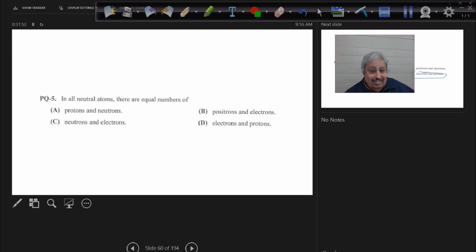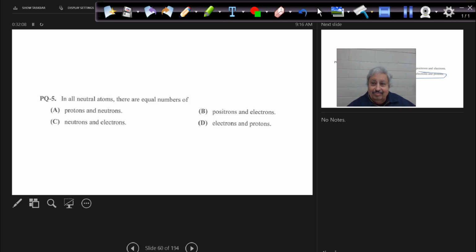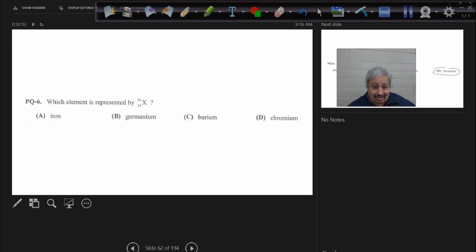Positrons and electrons, that's not true. Positrons are radiation. Okay, electrons and protons is D, correct? So the answer is D, correct? Those are the easy ones.